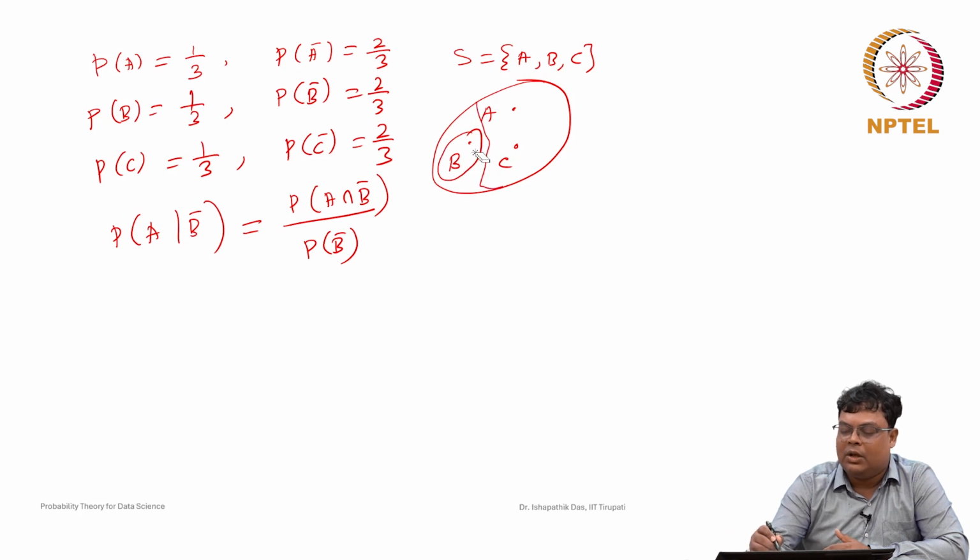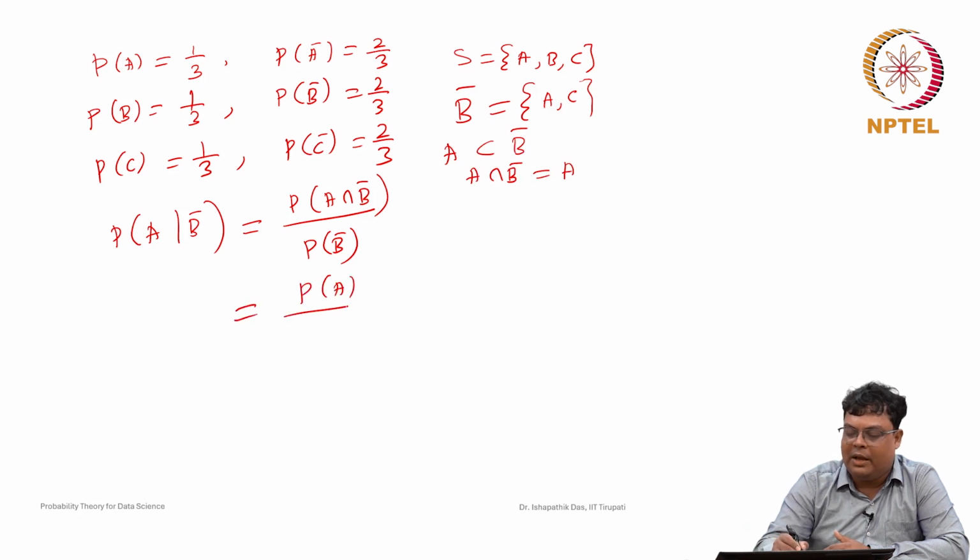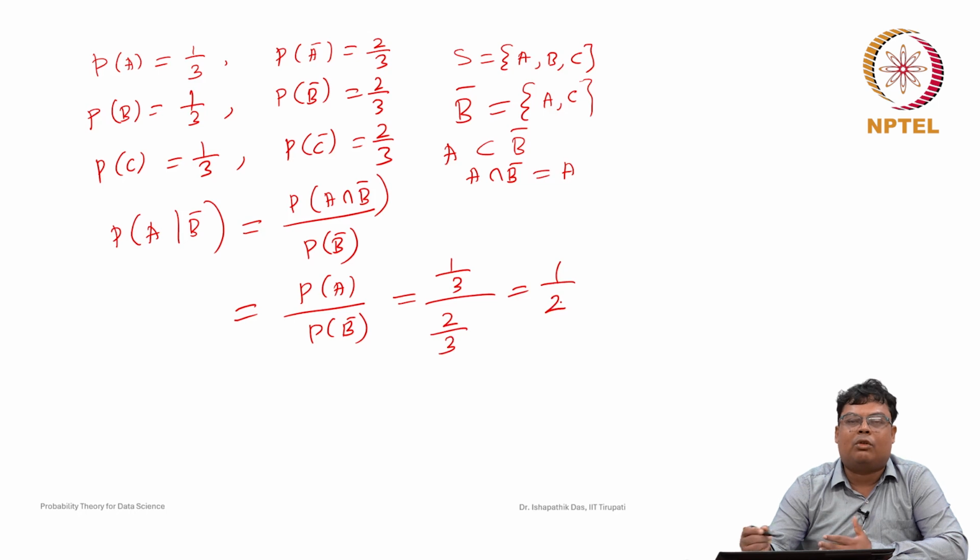So B complement means only A and C can be executed. That means A is itself a subset of B complement, hence A intersection B complement is nothing but A. So this is probability of A by probability of B complement. Probability of A is 1 by 3 and probability of B complement is 2 by 3, so this is nothing but 1 by 2. So that also we found.